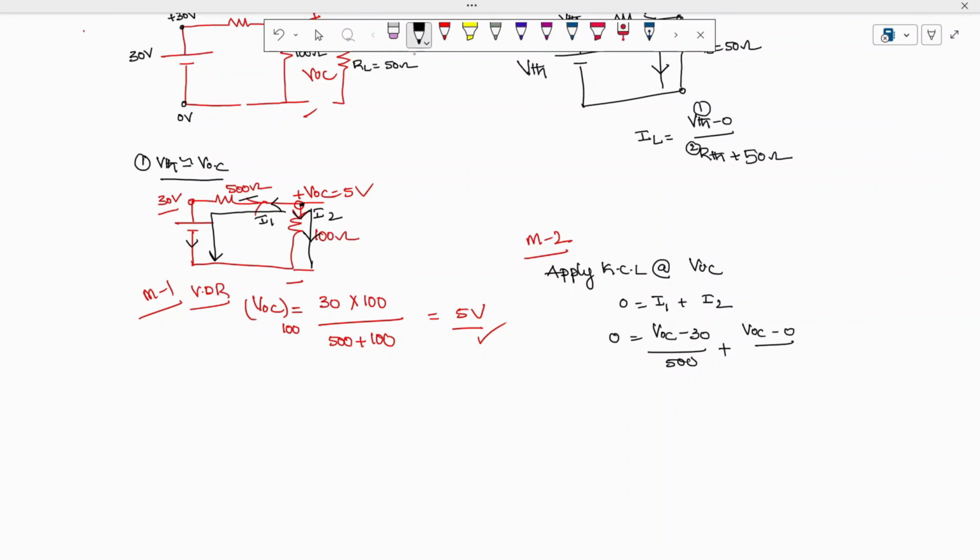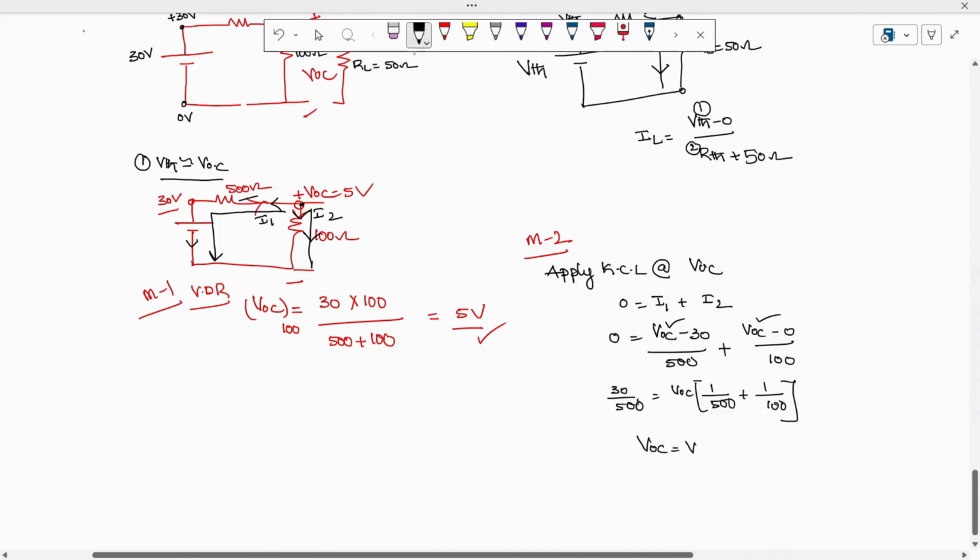VOC is how much? VOC minus 0 divided by R is how much? 100. Now let's try to find out VOC. This I can write down as 30 divided by 500 is equal to, taking VOC as a common term, 1 by 500 plus 1 by 100. So just use your calculator. You will also get the same VOC, or the value of Thevenin's voltage, equal to 5 volts.